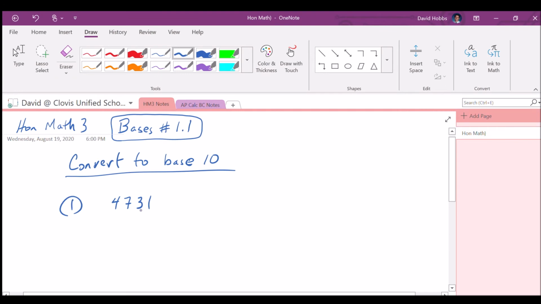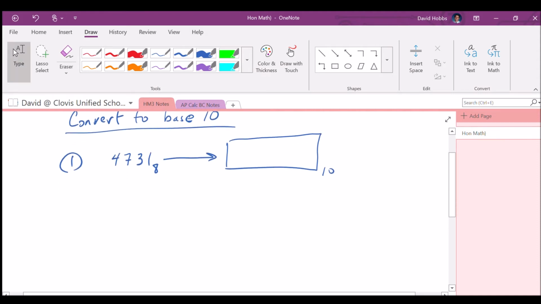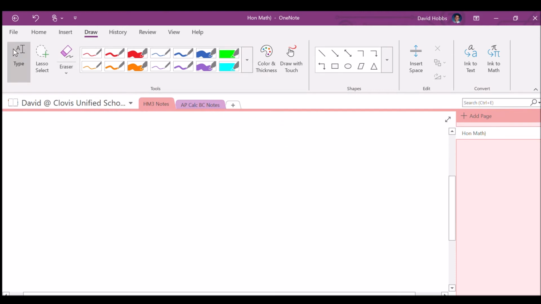What's my biggest digit representation here? 7. So you know that this has got to be at least base 8, and that's what I'm going to do with this one. This one's base 8, and we want to convert to base 10. Okay, so there's probably some other ways to do it, but this is the way that I think makes the most sense, because it's what is really happening. When you have a number 4731 base 8, let's take a look at what it means when we're doing base 10.